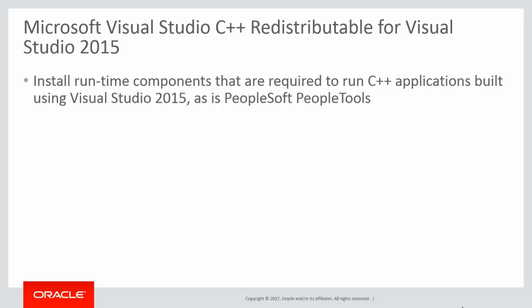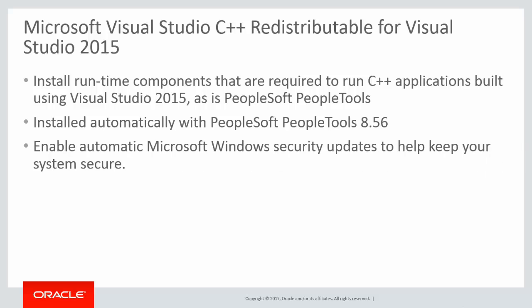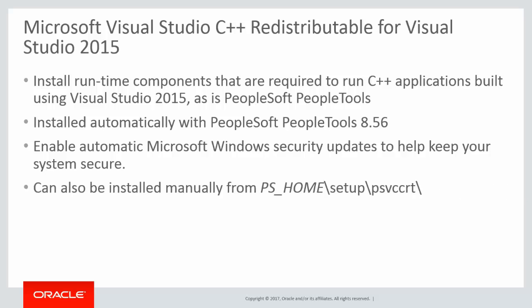Because we package the redistributable files, you now have the advantage of Microsoft Windows automatic security updates to help keep your system secure. Microsoft Visual C++ Redistributable for Visual Studio 2015 packages are installed automatically when you install PeopleSoft PeopleTools, whether you use the PeopleSoft DPKs or the traditional installation files. In certain cases, you may need to install the packages manually. For this, we also deliver installation utilities that you can find after installation in the locations shown on the screen. This completes our discussion of the PeopleTools platform support enhancements.